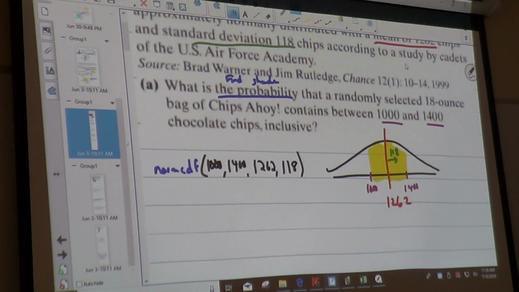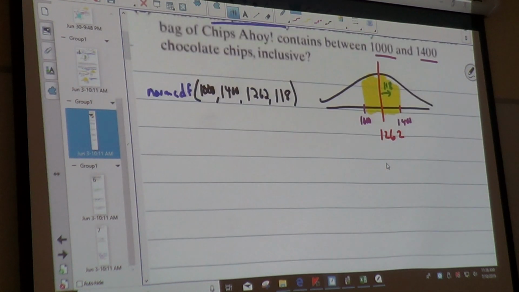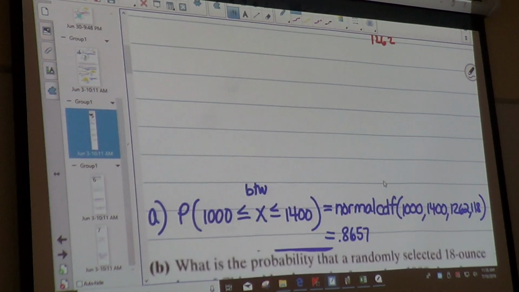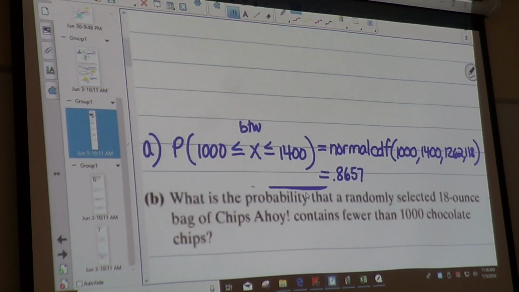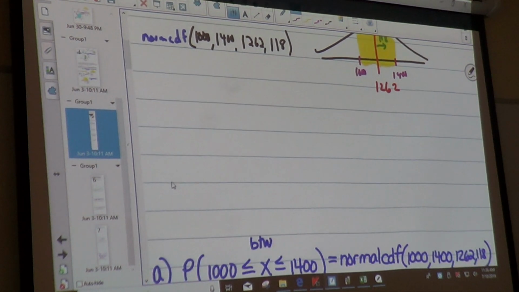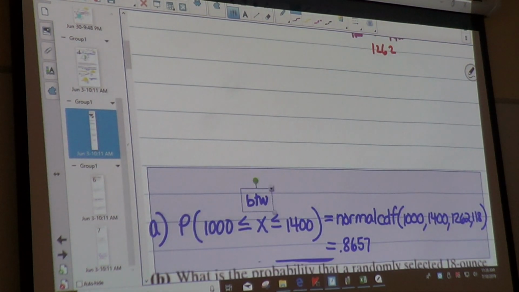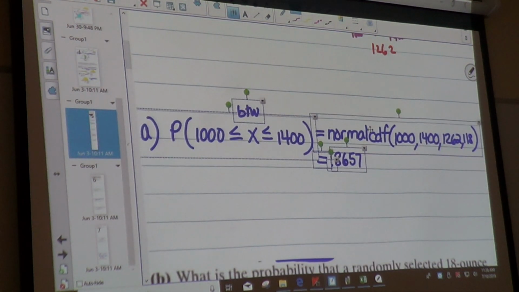All right, we're going to be using those same directions. For all of these problems that we're getting ready to do, the mean is 1262 and the standard deviation is 118. And here's the answer for those of you who did it in your calculator.